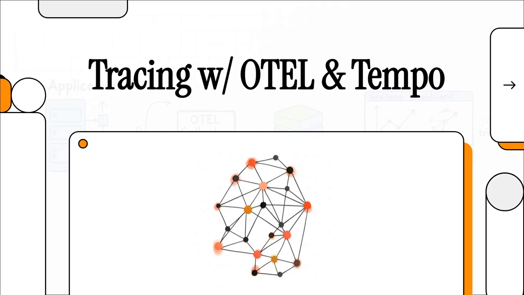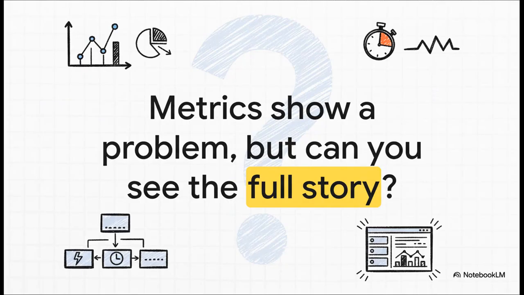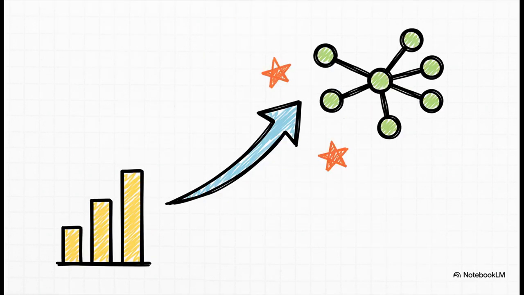Welcome to the Explainer. Today, we're upgrading an app from basic metrics to full distributed tracing. So your metrics are yelling that something's slow, but where and why? Tracing tells that story. We're leveling up from just knowing what is slow to seeing exactly why it's slow.